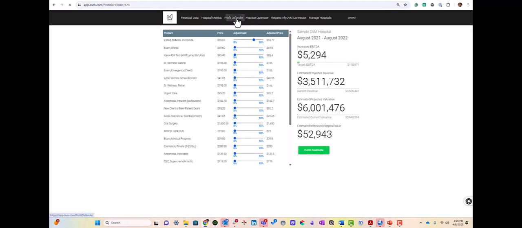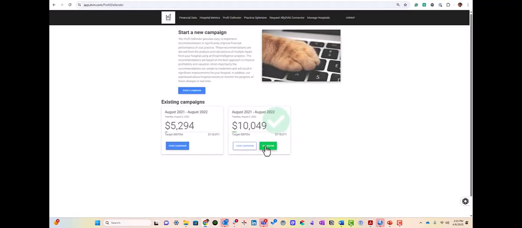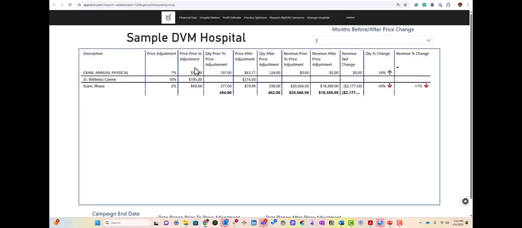So once you're done, go ahead and close it, and then this validator button will pop up. That lets you look at your price increases 3 months, 6 months, 9 months, 12 months after you do them, and you can see how much the quantity changed of the thing that you increased. So if we look at this right here, we see this annual physical. We went up 7%.